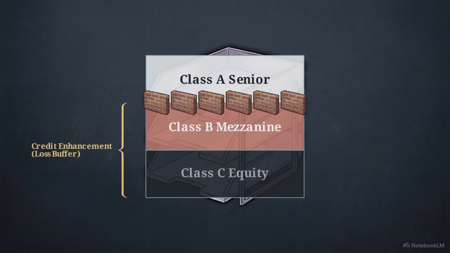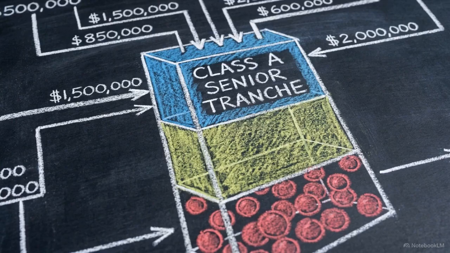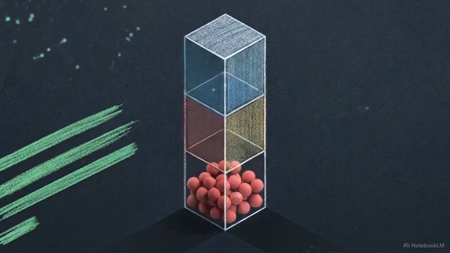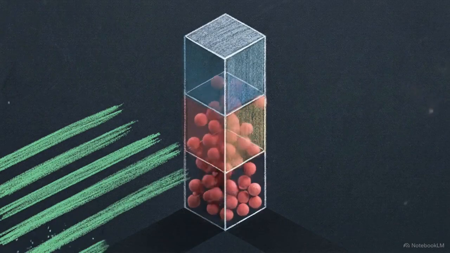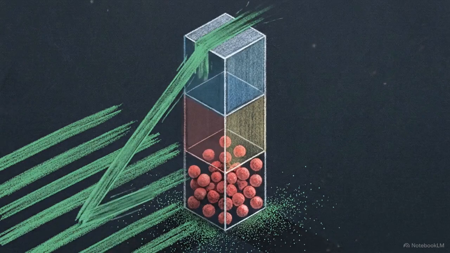Combined with over-collateralization, where the underlying asset pool is physically larger than the issued notes, the system mathematically walls off the senior tranche from early defaults. Furthermore, applying sequential paydown logic ensures that all incoming principal repays the senior investors first, rapidly deleveraging their position before backloaded defaults can materialize. Securitization does not eliminate risk. It is the physical plumbing that dictates who absorbs the damage when systemic correlation spikes and losses cascade.